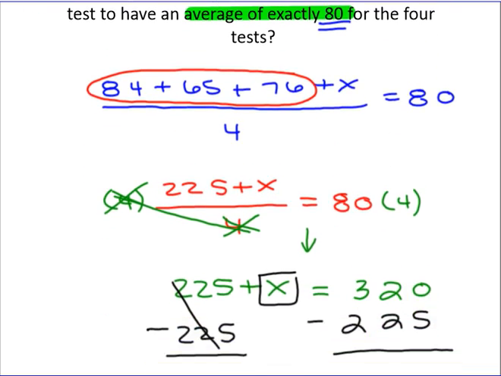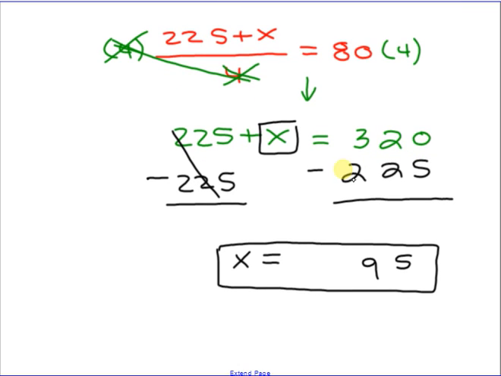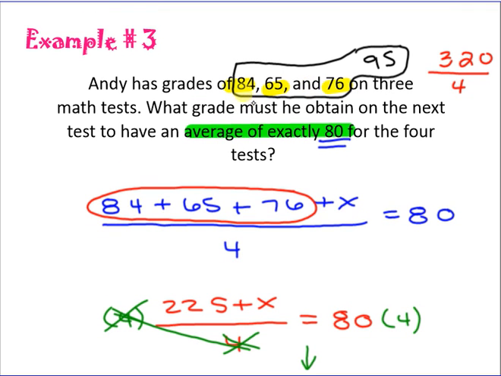Okay, so let's walk through this one more time. So we actually solved the entire thing correctly. Miss Oates was just messing this problem up. My incorrect borrowing led us to get the incorrect answer. So 320 minus 225 is 95. Now, when we go back to check our answer, and we add 84 plus 65 plus 76 plus 95, we get 320. When we do 320 divided by 4, it gives us exactly 80.